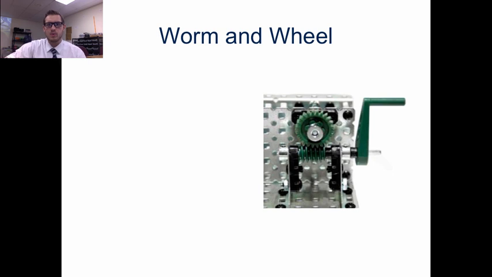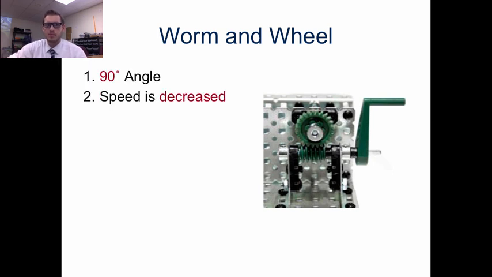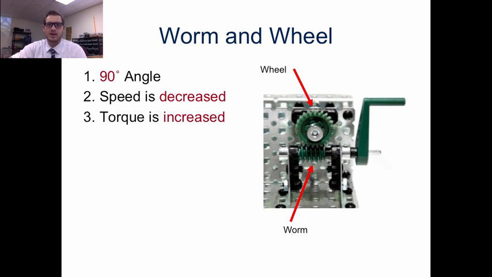This is called the worm and wheel. From the worm and wheel, these are things you need to take away from it. One is the angle. It's a 90-degree angle. Speed is decreased. Torque is increased. So you can look right here, you see this is the worm, and this part right here is the wheel. Gear ratio, we have 24:1.